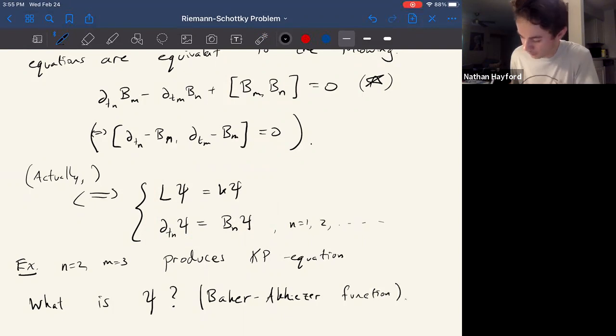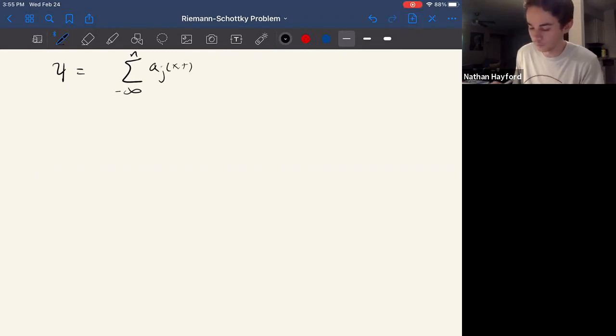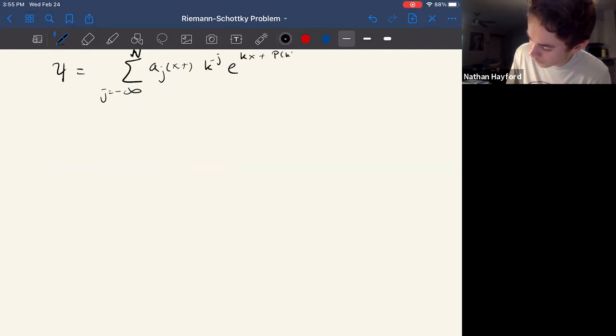What properties does it have? Well, psi is an object that looks like the following. It's a formal sum with coefficients again coming from that ring that I wrote before. So the a_j's are formal power series in x and t. And maybe I should make a notation here. So j equals minus mu to infinity, k to the minus j, e to the kx plus a polynomial in k, t, and then possibly plus more.